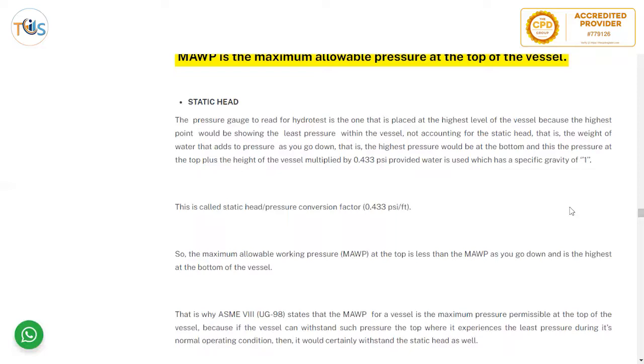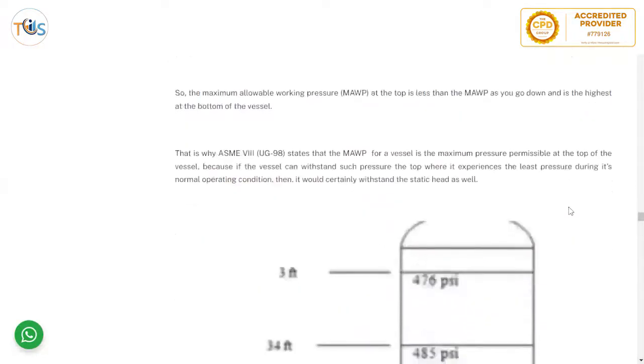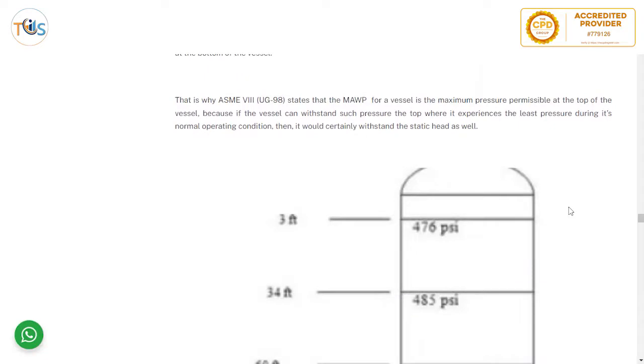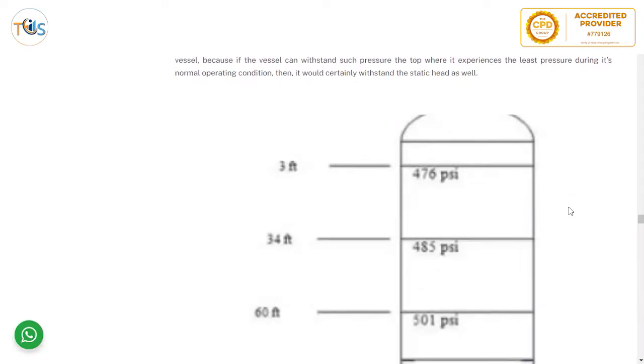Pressure conversion factor is 0.433 psi per foot of height. So the maximum allowable working pressure at the top is less than the pressure as you go down, and is the highest at the bottom of the vessel. That is why ASME UG 98 states that the MAWP for a vessel is the maximum pressure permissible at the top of the vessel, because if the vessel can withstand such a pressure at the top, where it experiences the least pressure during its normal operating condition, then it would certainly withstand the static head as well.